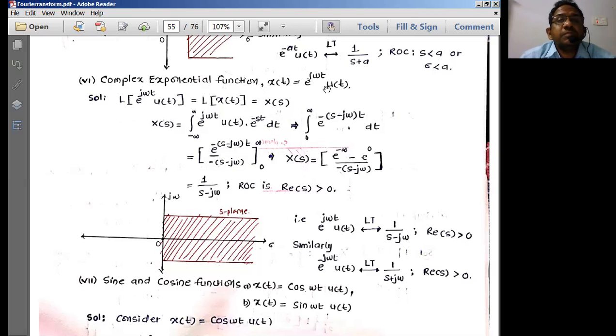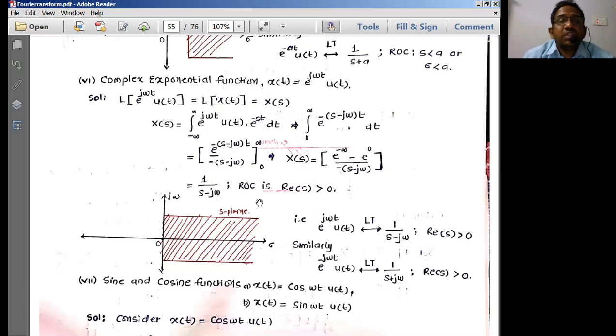So the complex exponential function is given like this: e power j omega t u of t. You have to find the Laplace transform of this. So X of s is equal to the integral of e power j omega t u of t times e power minus st dt. So u of t will have the value 1 over the limit 0 to infinity. Therefore, I can take minus as common, so s minus j omega times t in dt. A simple integration, and then I get 1 by s minus j omega.